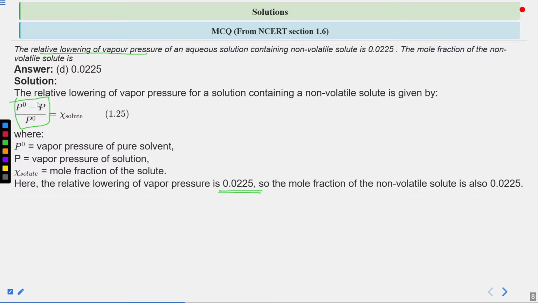So if this value is given as 0.0225, the mole fraction of non-volatile solute you have to tell, and this relative lowering of vapor pressure is equal to the mole fraction, so its value will also be equal. Hence the mole fraction of the non-volatile solute will also be 0.0225. Okay, hence the correct answer is option D. Okay, moving on to the next one.